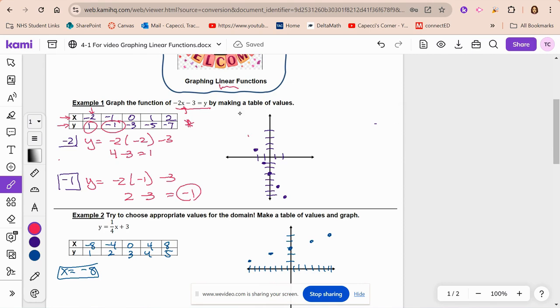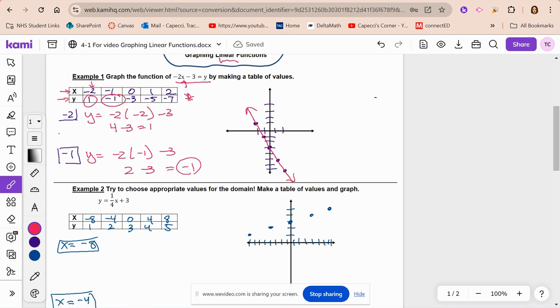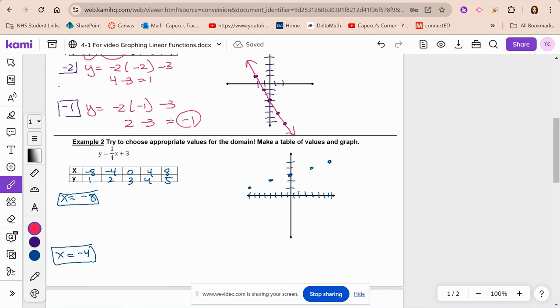Okay, so now I'm just going to connect my points. And then I'm always going to draw arrows at the end, right? Because functions or lines, they're continuous, so they're going to go on in each direction. All right, let's look at the next one.